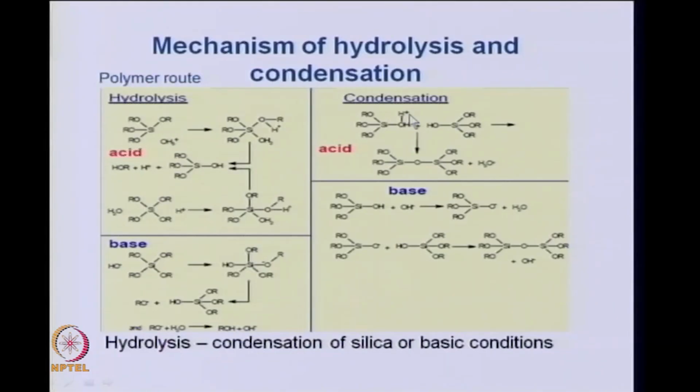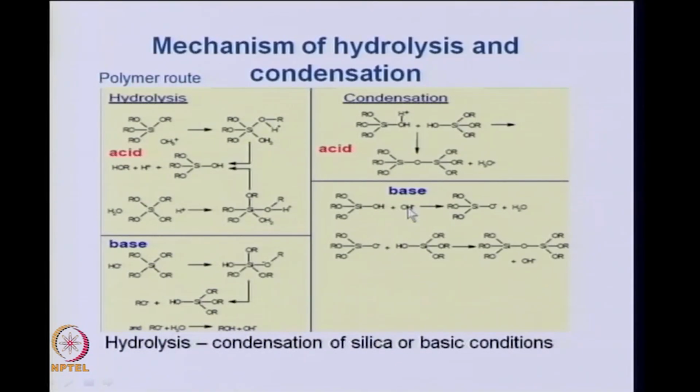Similarly, you can have condensation in the presence of acid. So, you have two of these silanol groups, and then they form a SiO-Si linkage in the presence of this proton, which is protonating here on this oxygen, and giving you a condensed product in which a SiO-Si bond is formed.